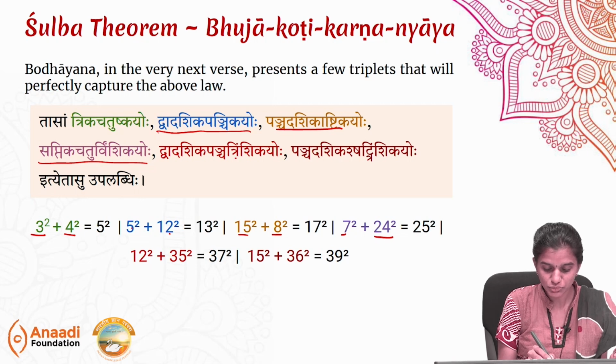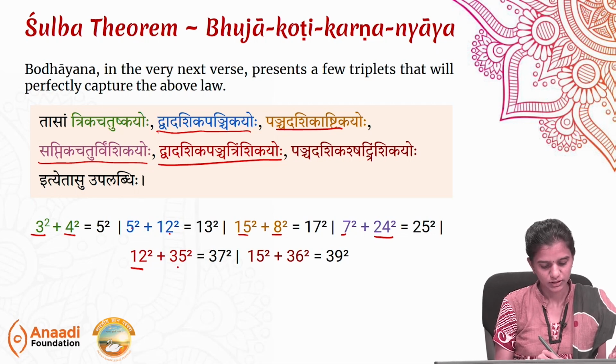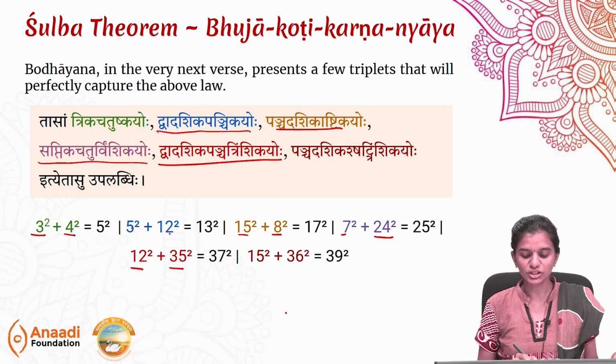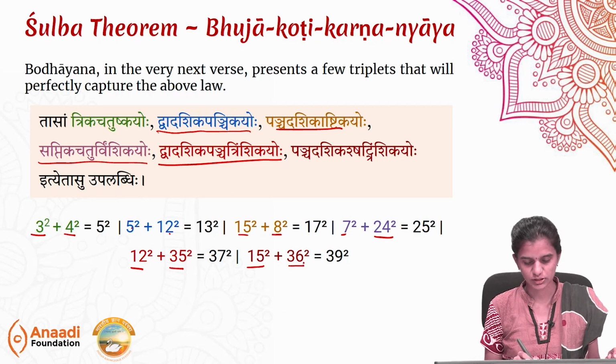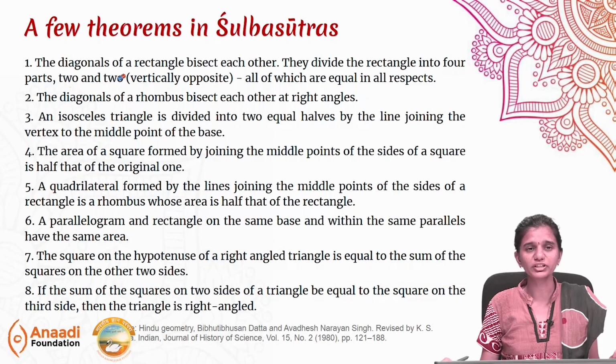Dwadashika panchatrimshikayoho. Dwadashika means 12 and panchatrimshika means 35. So, the square of these two numbers will give us 37 square. Lastly, Panchadashika Shatrimshikayoho. Panchadashika means 15 and Shatrimshika is 36. The square of these two numbers will give us a square number, that is 39 square. Just to appreciate the vast contents in Shulba Sutras, scholars have enumerated a list of such theorems in the texts.